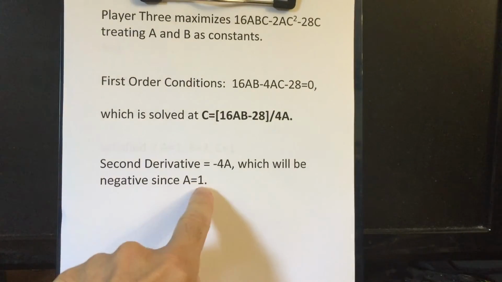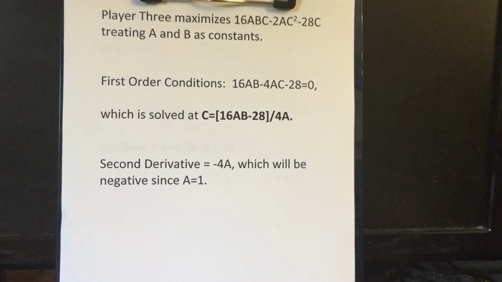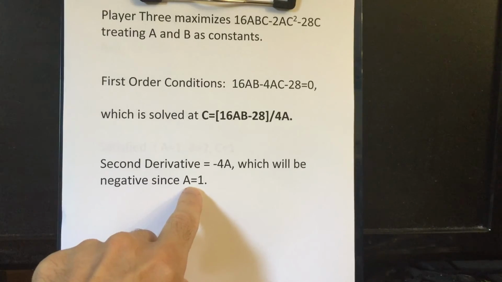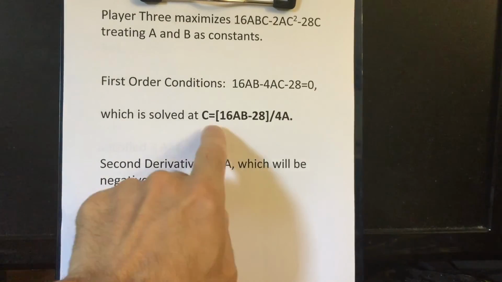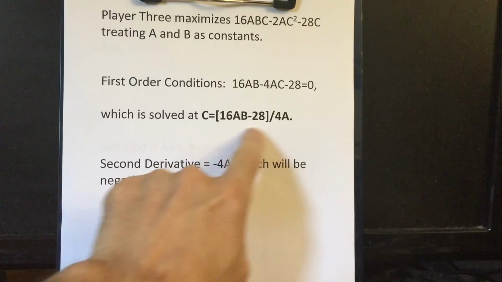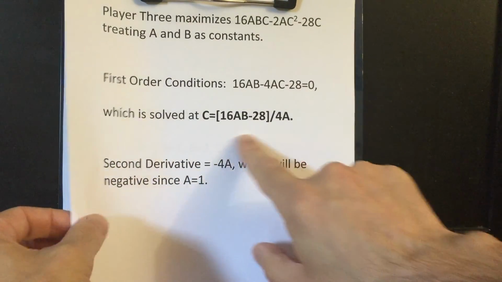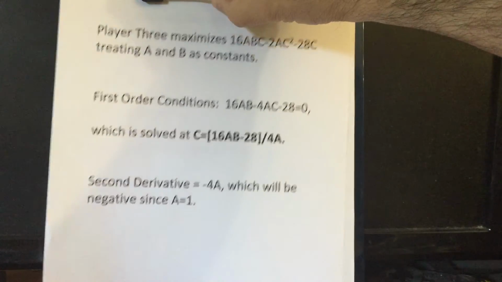Now, if we weren't sure that player 1 was going to set A equal to a positive number, this would be a lot more complicated. We'd have to work through the different cases. But I made this relatively easy by giving player 1 a dominant strategy of A equals 1, so we know for player 3 that this is going to give him a maximum and not a minimum.